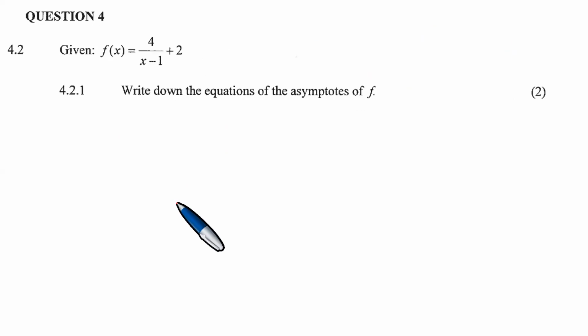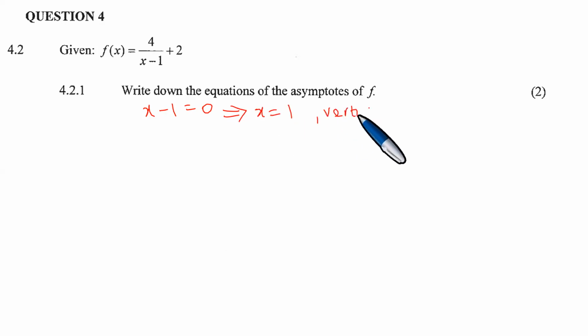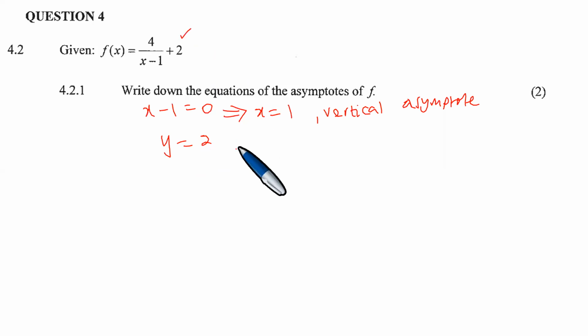The equations of the asymptotes of f. What are the equations? Remember this one? It's called the rectangular parabola. So the asymptotes occur when x minus 1 equals 0, and this means that x equals 1. This x equals 1 gives us what we call the vertical asymptote. And then you also have y equals 2, which is the horizontal asymptote.